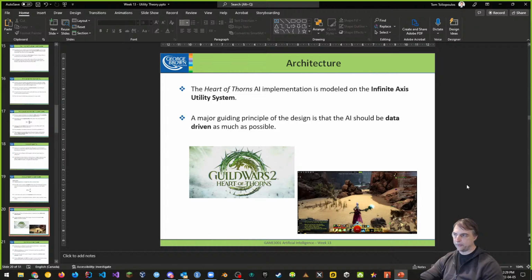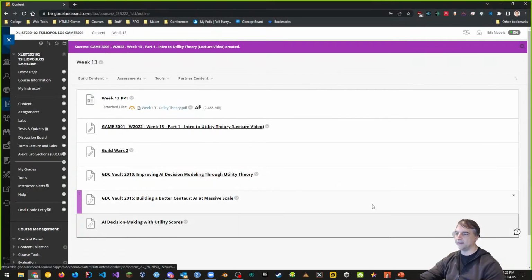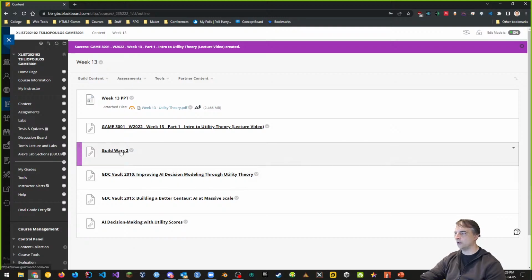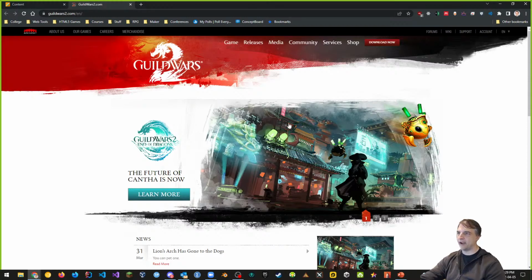So here are some examples. Heart of Thorns AI, for Guild Wars 2, which some people are still playing out there as well, is modeled on something called the Infinite Axis Utility System, right? And I've put together some links for you guys for this topic, because this topic is pretty deep in terms of how you do utility specifically for games. So I've got Guild Wars 2 here if you want to take a look at that. I think Guild Wars 2 by itself now is free to play, the basic game itself, if you're interested in it.